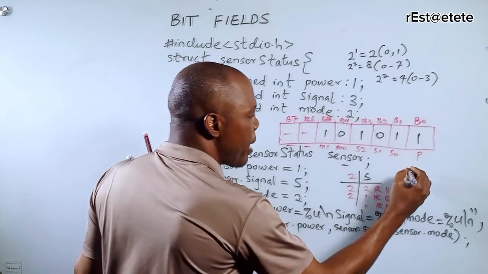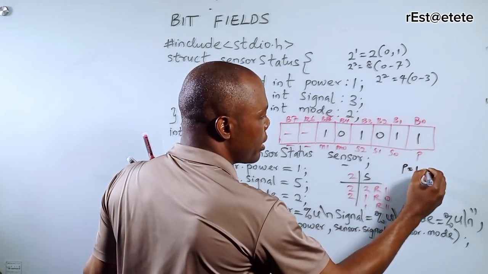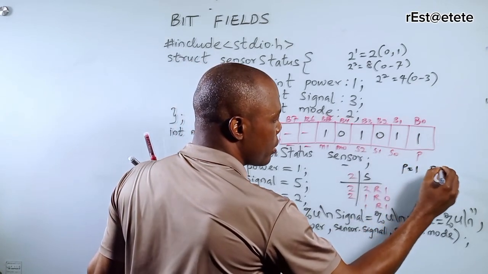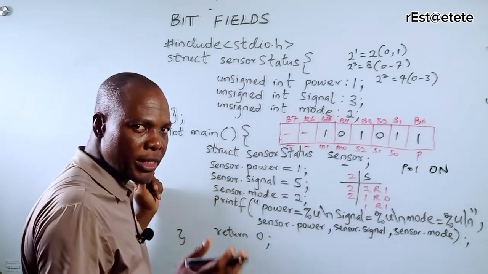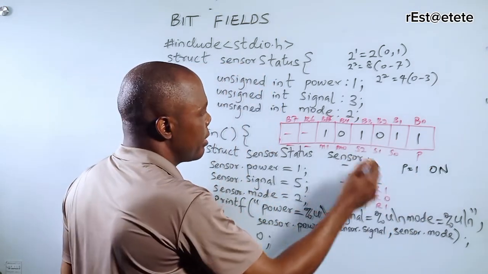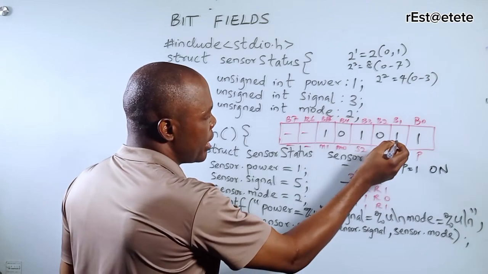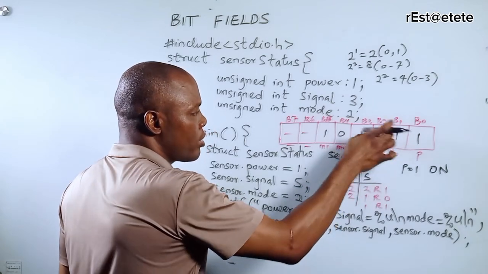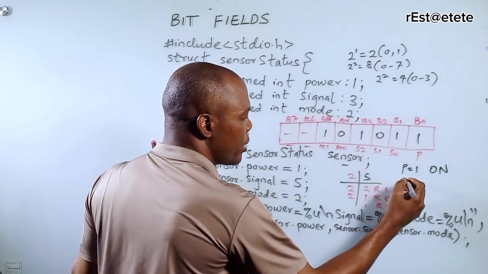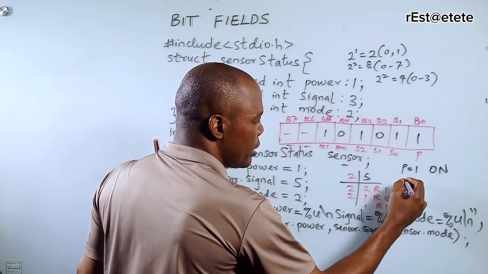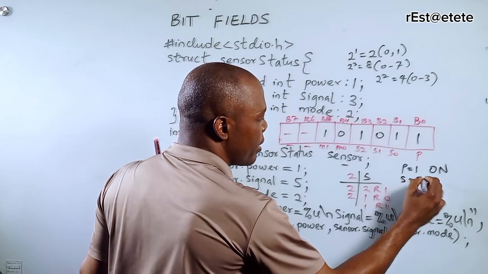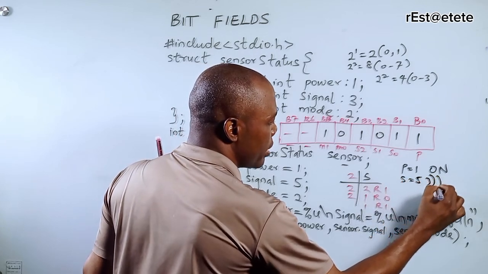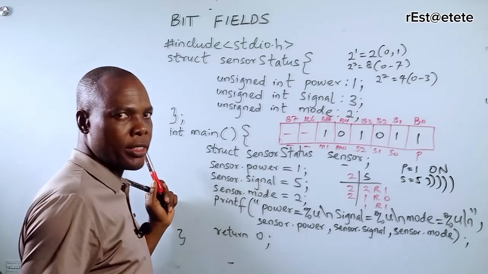So since power equals 1, that means on. It means my sensor is on. Then I have 3 bits, so it will read S1, S0, S1, S2, 101. It's converting this back to decimal. So that will be what? 5. So the signal strength will be what? 5. So that will be 1, 2, 3, 4, 5, like that, signal strength.